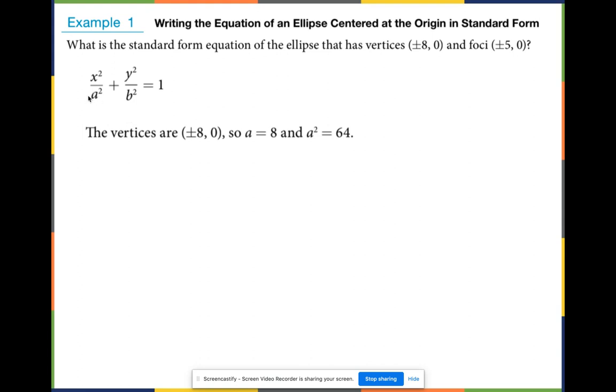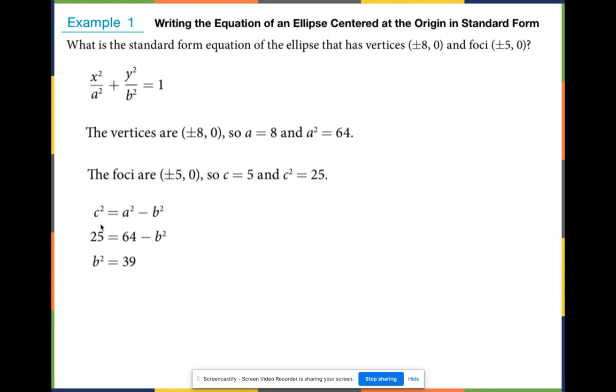We know the foci are plus or minus 5 and 0. So c is 5, and we know that c squared equals 25. Okay, so we know a, we know c. What do we still need to know? We need to know what b squared is.